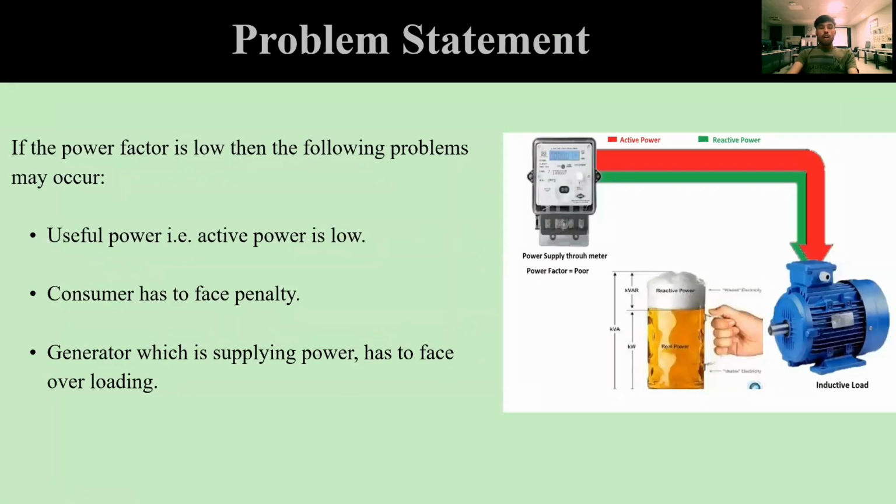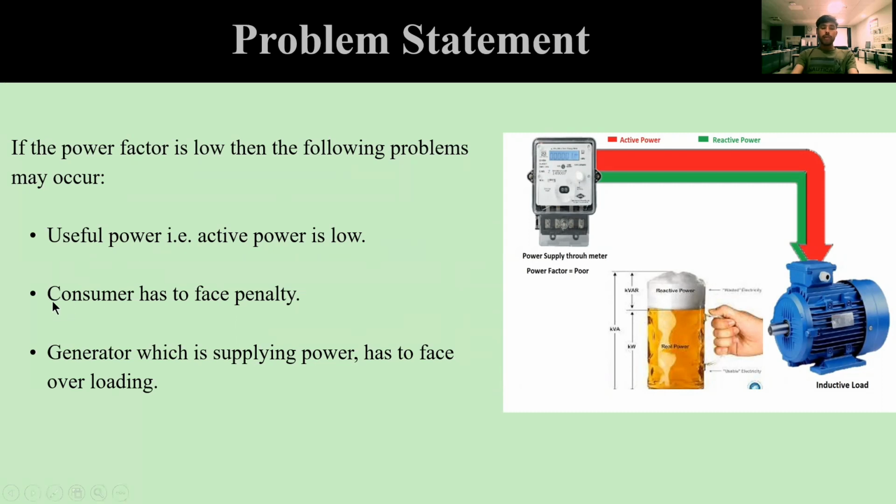So what is our problem statement? We have narrowed down and focused our research on the power factor. If the power factor is low, then the following problems may occur. The first one is that the useful power, that is the active power, will be lost because our system will be producing too many losses. That's why the actual power going to the load will be very low.